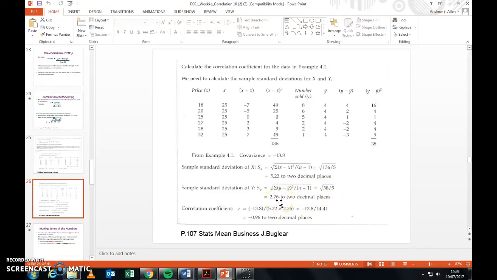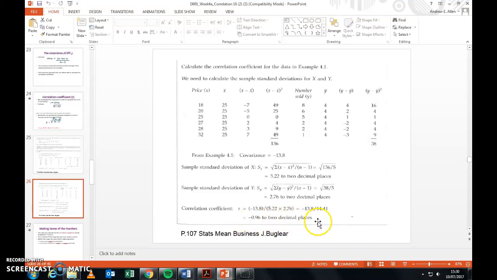So moving on to the next part, the final stage is to find rho. Take your covariance of negative 13.8, divide it by 5.22 multiplied by 2.76, which results in minus 13.8 divided by 14.41, which results in negative or minus 0.96 to 2 decimal places. So this is rho or R.